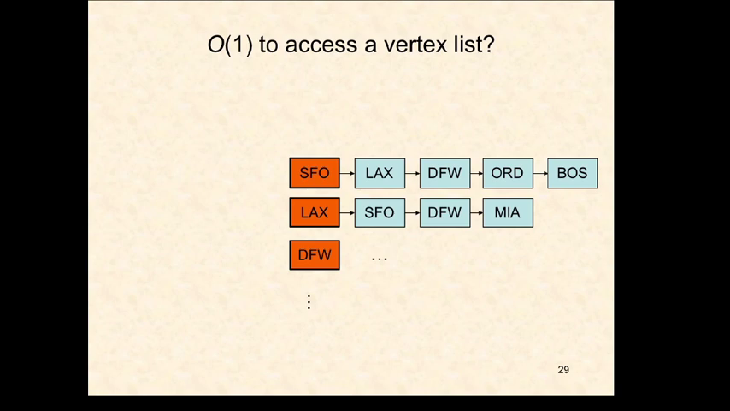Okay, so O of 1 to access a vertex list, we just went through that. We could hash that out. We could use either a vector or a linked list for the things that we can reach once we get there. So we could have a hash table from strings to linked lists, or a hash table from strings to vectors.